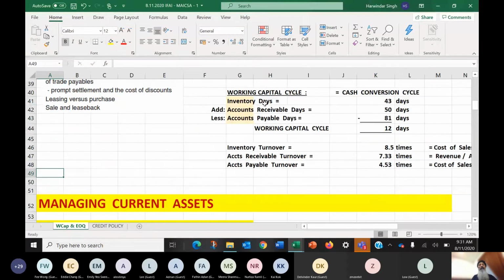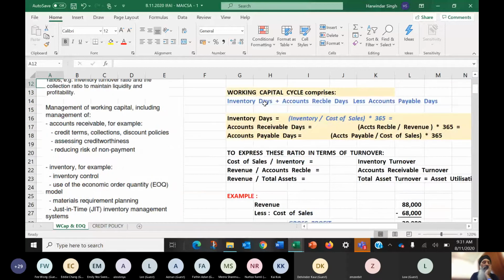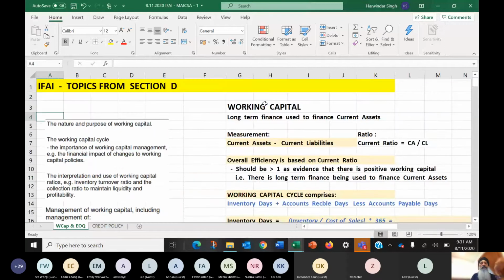Okay, so that's the overall idea about working capital. Let's look at what your syllabus says. Your syllabus says nature and purpose of working capital, the working capital cycle, the importance of working capital management. So there's a little bit of theory here. For example, the financial impact of changes to working capital policies. Now working capital policy is something else altogether. Working capital policy, there are three types of policy.